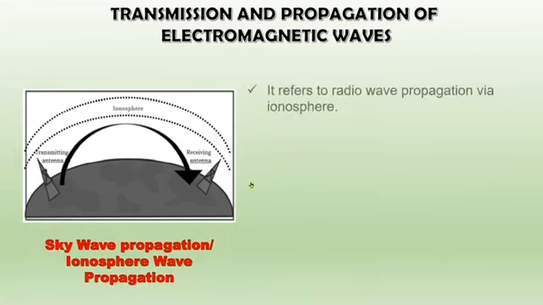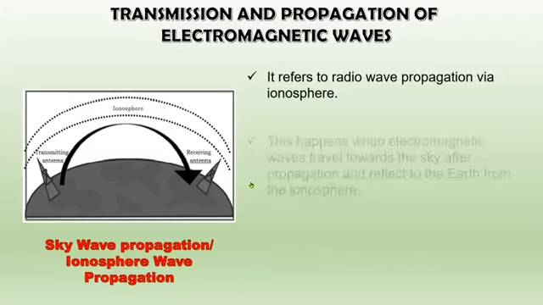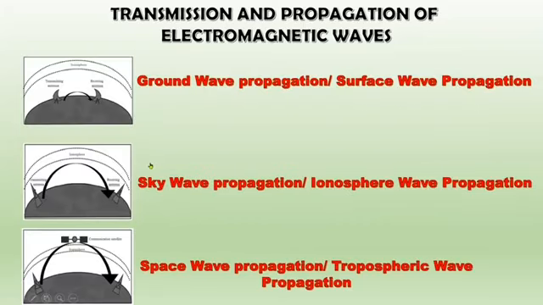Skywave propagation. It refers to radio wave propagation via ionosphere. This happens when electromagnetic waves travel towards the sky after propagation and reflect to the Earth from the ionosphere. Long-distance, point-to-point communication. How about the last one?